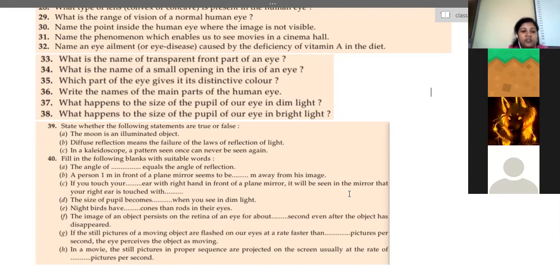In a movie, the still pictures in proper sequence are projected on the screen usually at the rate of dash pictures per second. How many pictures? 24 pictures per second. In 1 second, 24 pictures move in front of you. Clear? Yes, ma'am.